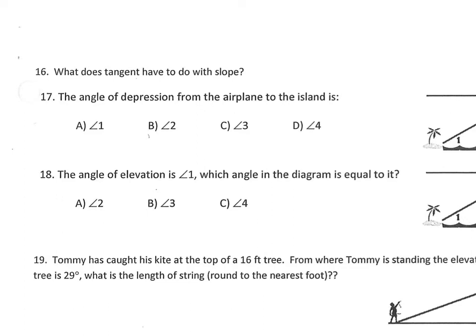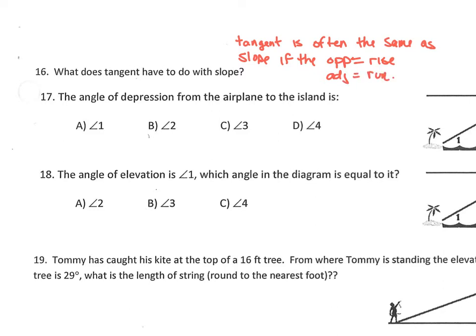The next conceptual question says, what does tangent have to do with slope? We could say that tangent is often the same as slope if the opposite equals the rise and the adjacent equals the run. So the opposite over the adjacent of tangent would be the rise over the run in slope. It's especially true if we're talking about a reference angle, that would be right here. So then the opposite, which is the rise, is to the adjacent, which is the run.